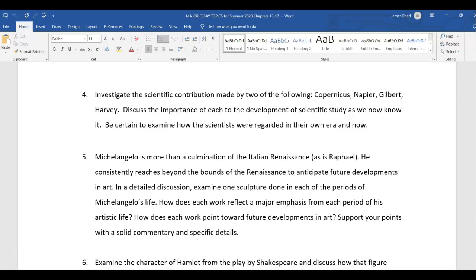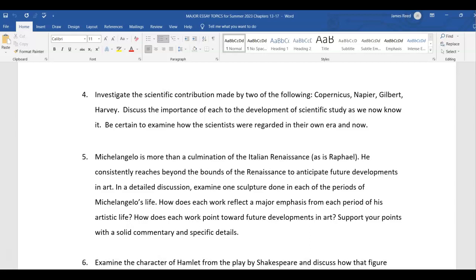I ask you to choose two of these. You have Copernicus, Napier, Gilbert, and Harvey. So you have four, and you choose two. And again, what that will allow you to do is focus fairly strongly on just a couple of these, and can present a stronger discussion then about what each of the two you select have contributed to science. You're going to talk about their importance, what they did, how they helped to develop what science is, even as we look at it now.